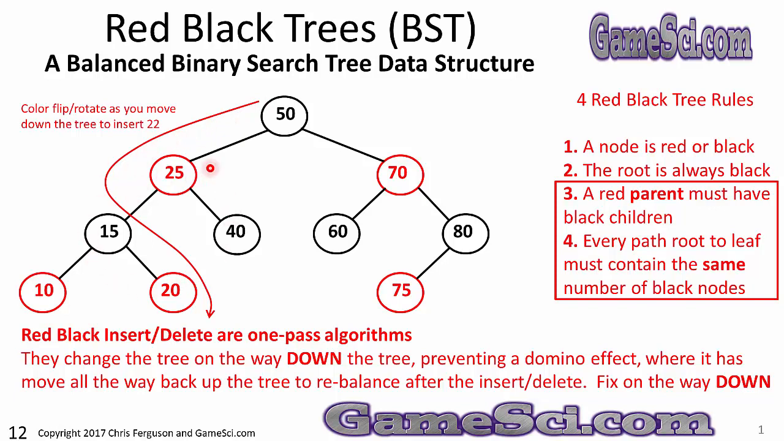You may be rotating the nodes. You'll be modifying the tree as you work your way down. By the time you get to the end of the tree, you just insert the new node. Make changes on the tree on the way down the tree, preventing a domino effect where it has to move all the way back up the tree to rebalance after the insert or delete. The goal is to fix the tree on the way down. By the time we do the insert, it slides into a balanced tree.